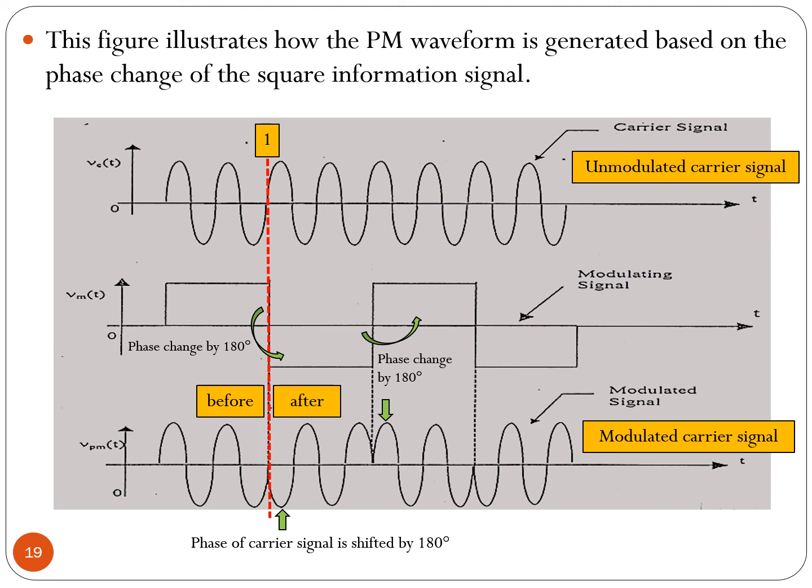This figure illustrates how the PM waveform is generated based on the phase change of the square information signal. Let's learn how to sketch the PM waveform. Consider line 1 as our reference. From here, the amplitude of the modulating signal has changed from positive to the negative side, or in other words, the phase of the modulating signal is changed by 180 degrees. Therefore, the carrier signal will change accordingly.